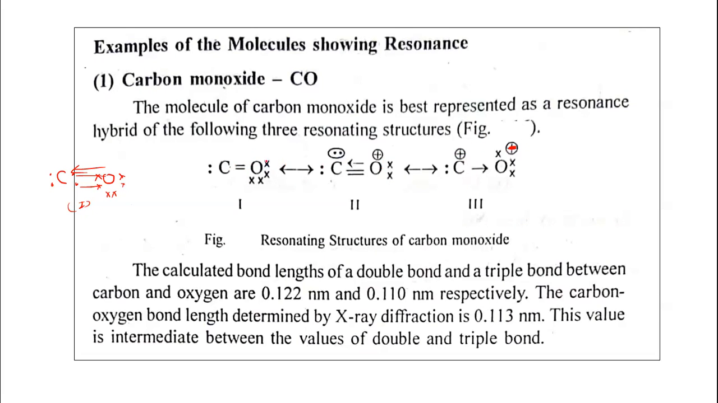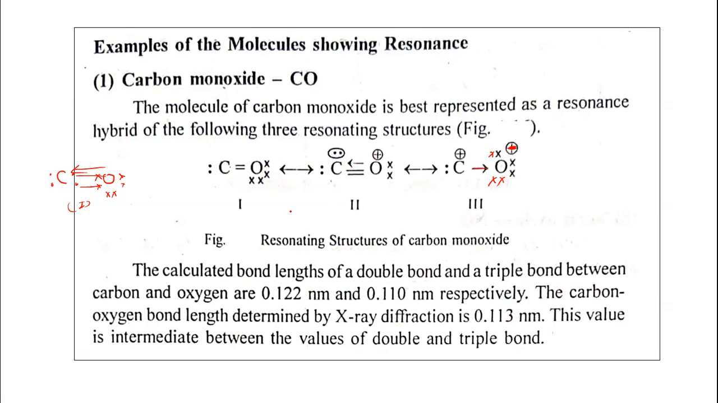In this way, carbon monoxide can be represented by three resonating structures, where one structure has the double bond, the second structure has the triple bond, and the third structure has a single bond. There is a single bond here, and the number of electrons, let us show this in this way. This is the correct representation here. So this is the third structure.